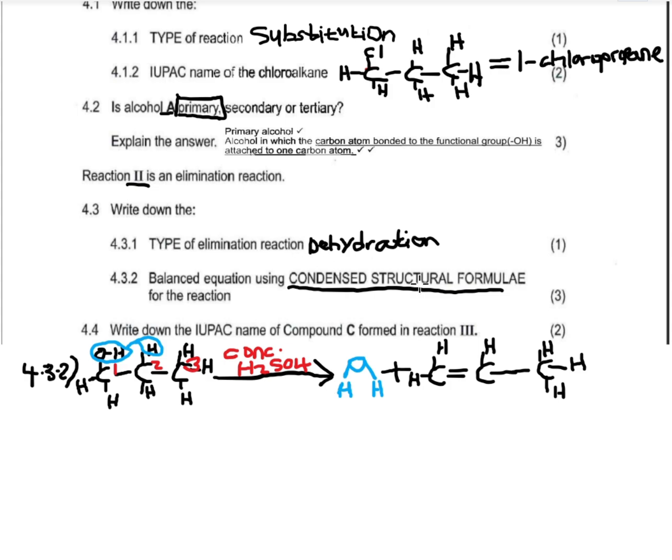Now to write this condensed structural formula, I'm going to start from carbon number 3. Carbon number 3, I'm now going to say it's carbon number 1. So this is carbon number 1, carbon number 2, carbon number 3. The main reason is that I want to end with the OH. Okay, you can start counting from the left hand side going to the right hand side, or you can start counting from the right hand side going to the left hand side.